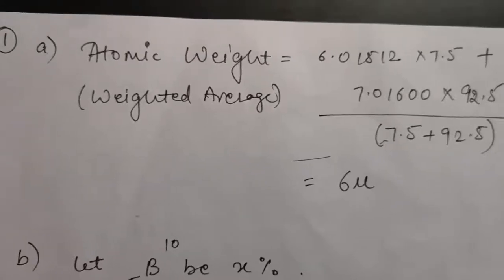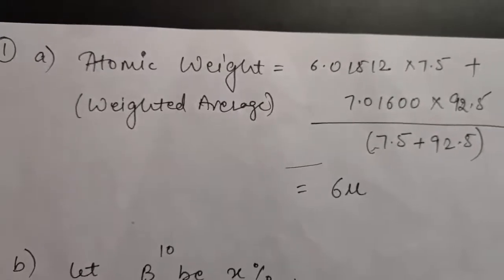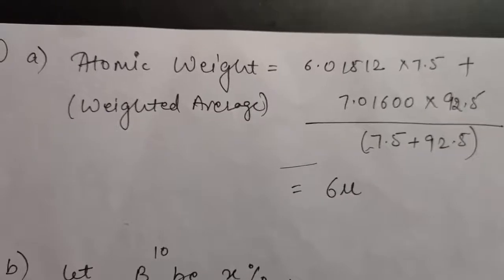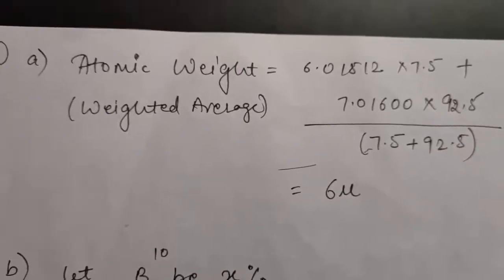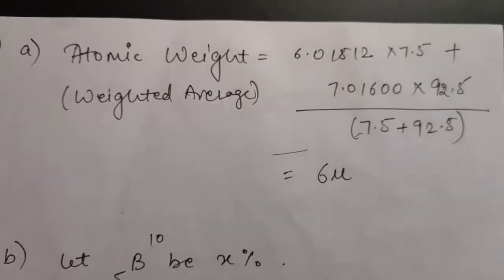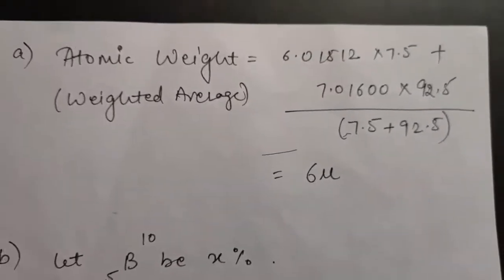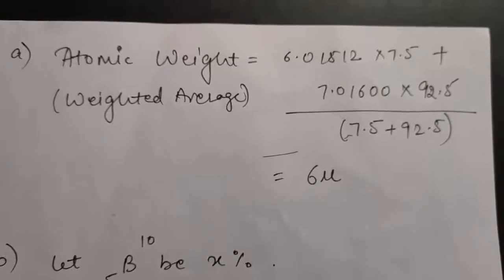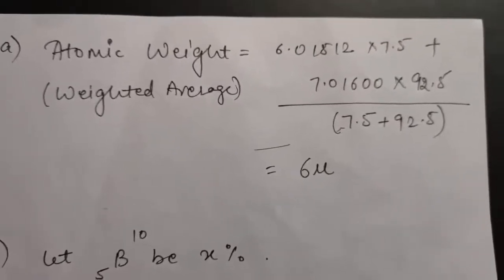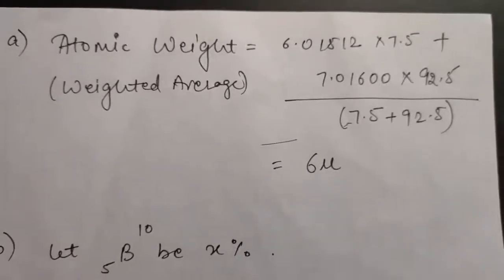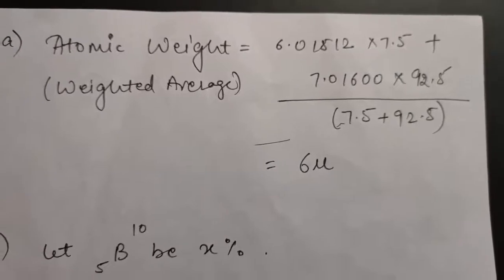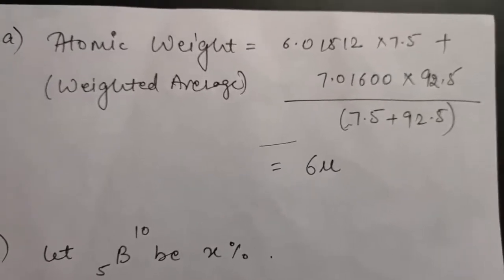Okay, so now question number 1, A part, says: two stable isotopes of lithium-6 and lithium-7 have respective abundances of 7.5% and 92.5%. These isotopes have masses 6U and 7U respectively. Find the atomic weight of lithium. Okay, so here you are given the isotopes and their masses, and you are given their abundance.